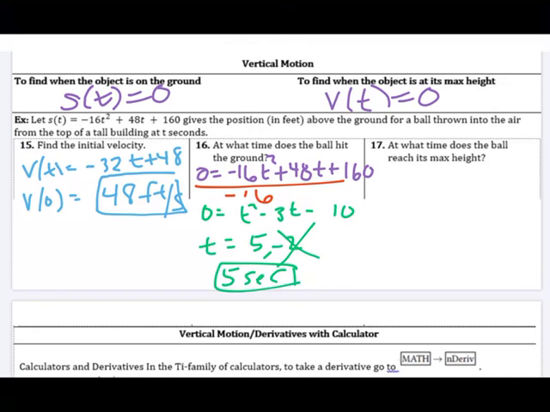And then 17, at what time does the ball reach its maximum height? So again, we're looking for the velocity function to be equal to 0. So we can set that equal to 0. That's going to give us that t is 48 over 32, which is 3 over 2 seconds, or 1.5 seconds.